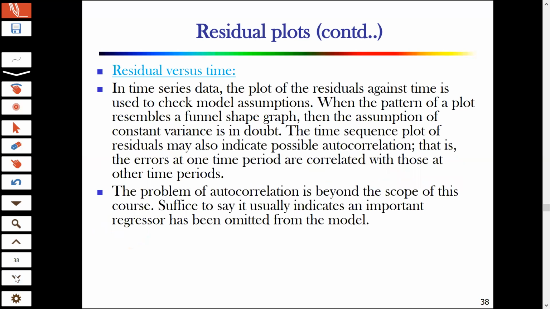In some cases, if we have a time series data set, the plot of residuals against time is used to check model assumptions. When the pattern of the plot resembles a funnel shape, then the assumption of constant variance is in doubt. The time sequence plot of residuals may also indicate possible autocorrelation, that is, the errors at one time point are correlated with those at other time points. The problem of autocorrelation is beyond the scope of this course, so it is sufficient to say that this usually indicates an important regressor has been omitted from the model. So we are not dealing with correlation in this course.